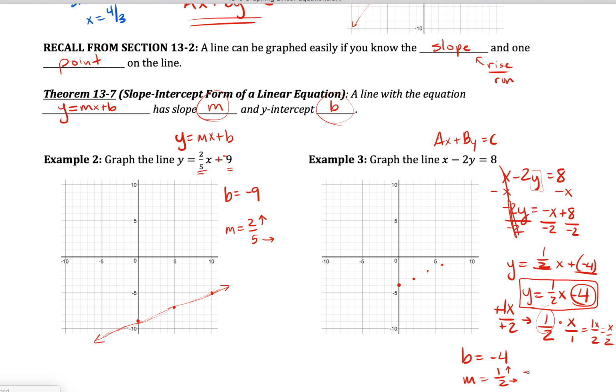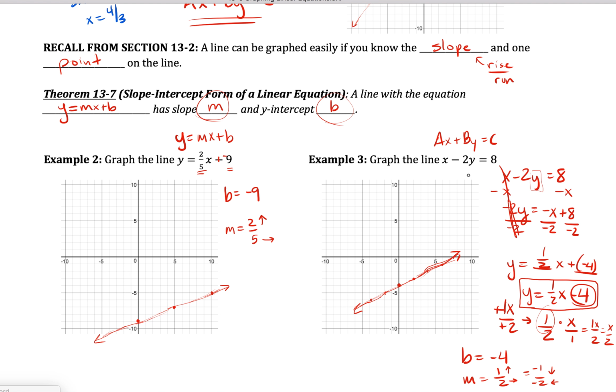Of course, I could also go negative 1, negative 2, meaning 1 down and 2 left, right? 1 down, 2 left, 1 down, 2 left. All of those points should now be in a nice straight line for me. If I connect them all, that's my line. Again, doing the best I can drawing a straight line here. There's my line that I was supposed to draw.